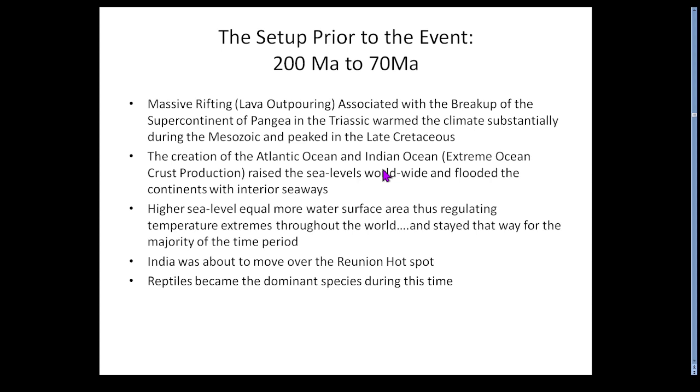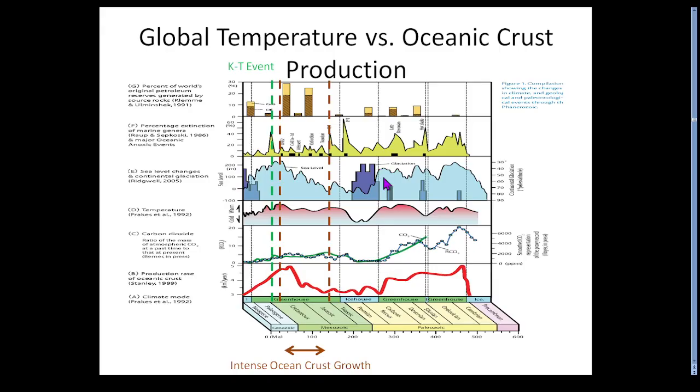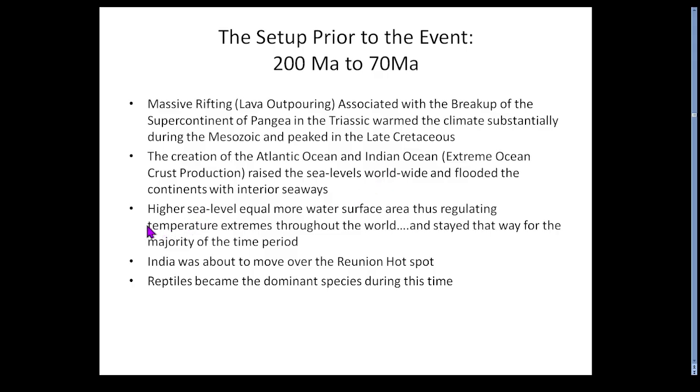But then you go to England or San Francisco, and the wind and the water is cold, or it's not really cold, but it's like 60 degrees, and it essentially stays that way year round, and it essentially regulates the climate in these areas. Not too hot, not too cold. Not to say it never happens, but it does. Higher sea level equals more water surface area, thus regulating temperatures throughout the world, and it stayed that way for the majority of the warm period of time through the second two-thirds of the Mesozoic.